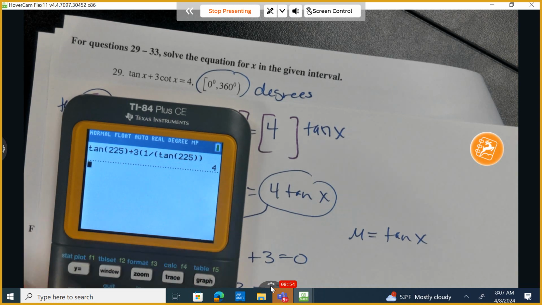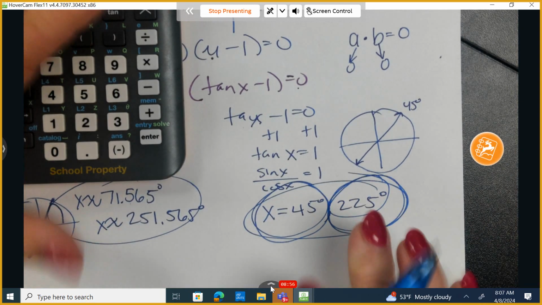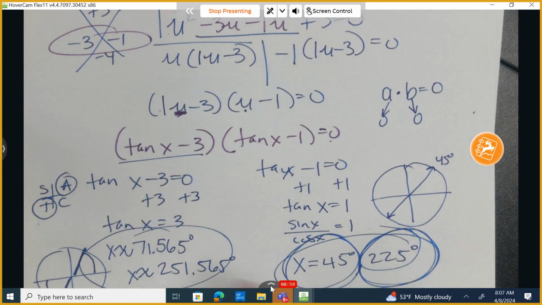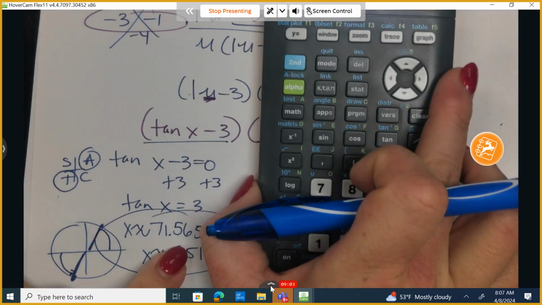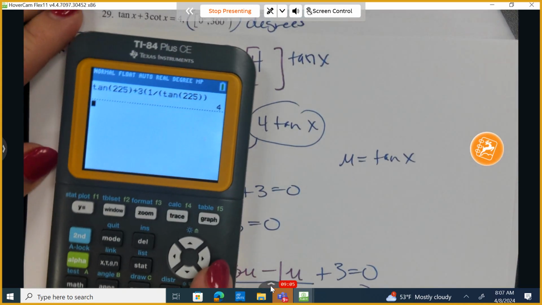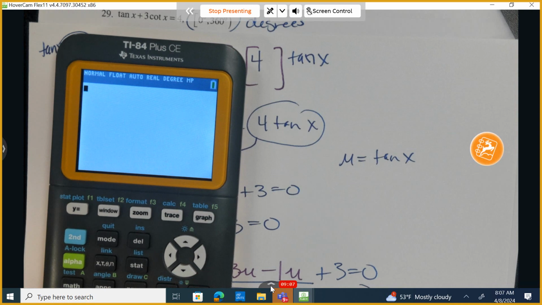It also equals 4. I know these two work. Okay, now we're going to come over here and try the 71.565. Now, it may be really close to 4 because remember I rounded, but if it's really, really close to 4, we can assume that it is a solution. Watch me do the first one, please.